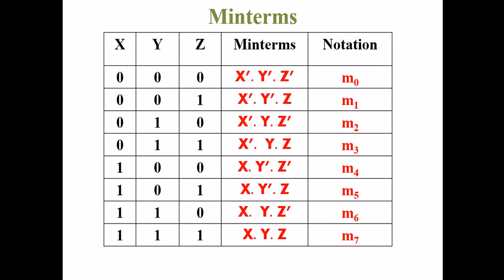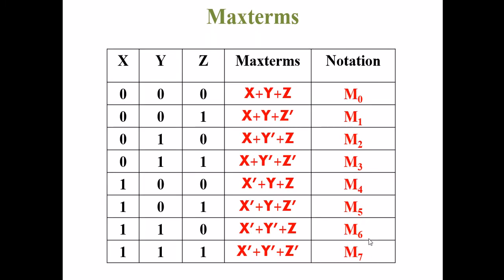Now in terms of three variables, we have three variables x, y, z. As you know, 0 is represented with complement and 1 is represented without complement. So for three variables you will have min terms from m0 to m7, and max terms are opposite. 0 is represented without complement variable and 1 is represented with complemented variable. In the same way you will have max terms from m0 to m7.